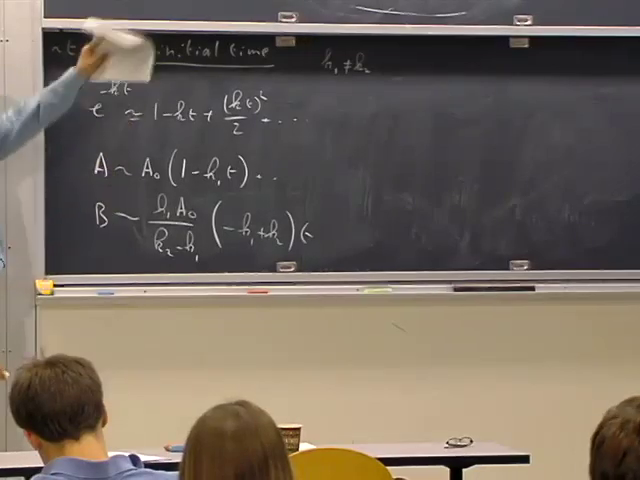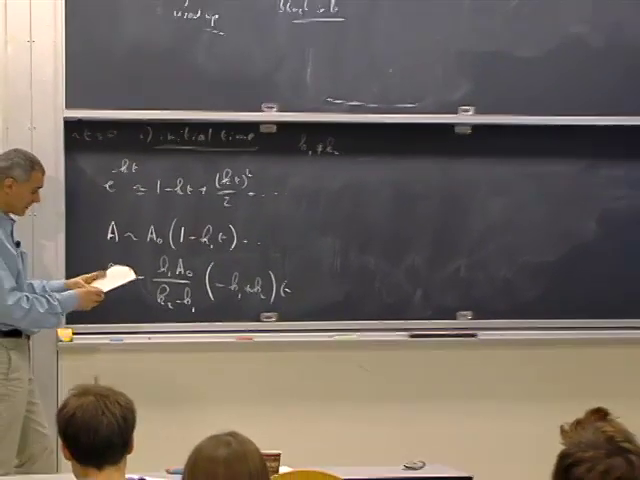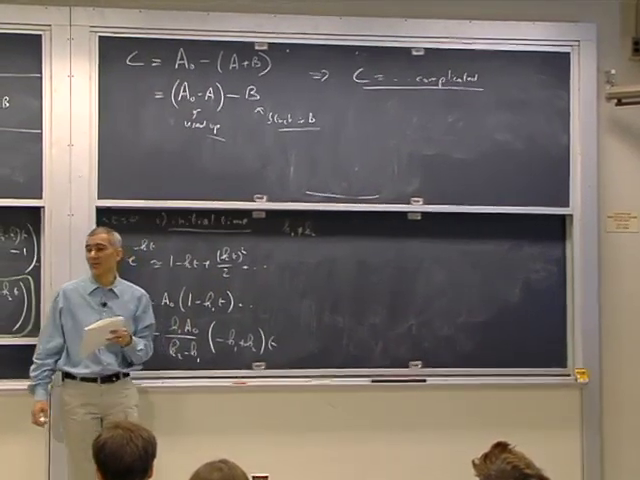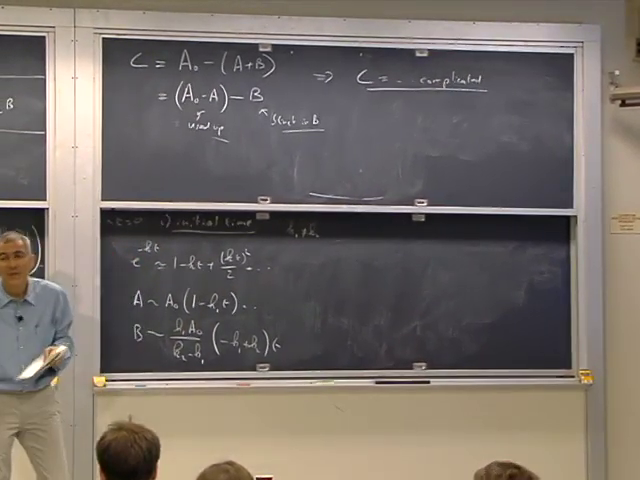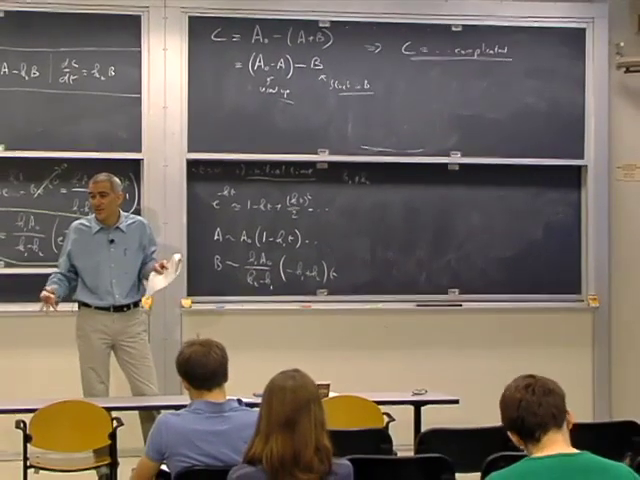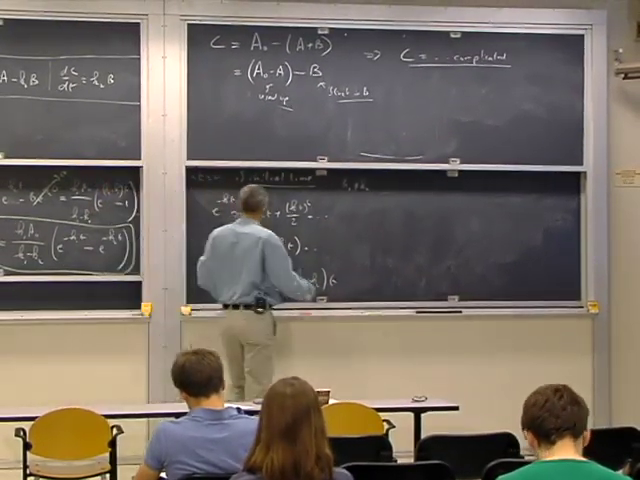Then when we look at C, this complicated thing that I didn't write down, if you were to just stop at first order in C, you'd get C equals 0. You know that can't be right. You know that C is going to increase in time. It can't be equal to 0 at all times. So you have to go to second order for C.